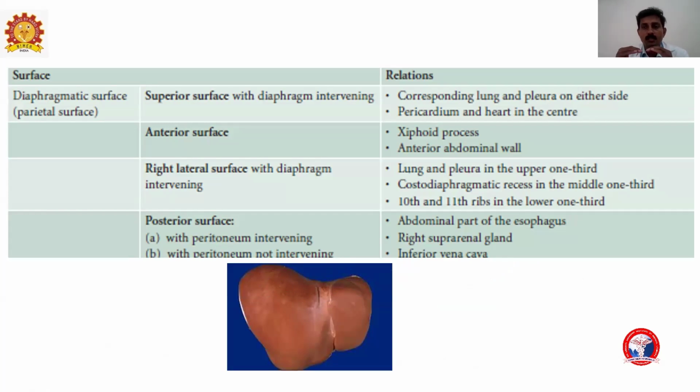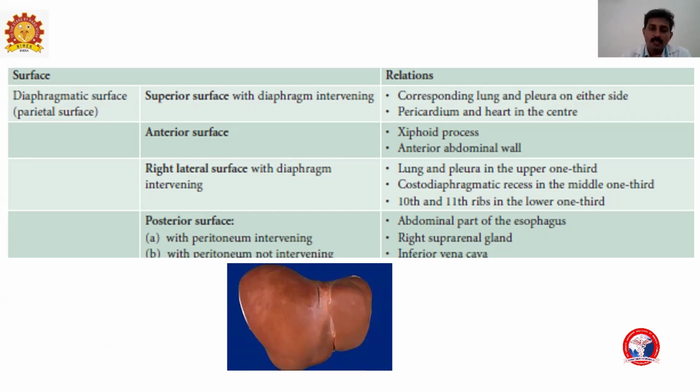So again, here on the upper part we have the diaphragm. Above the diaphragm, what will be there? Above the right lobe, we have the right lung and its pleura. Above the left lobe, we have the left lung and its pleura. Pericardium or the heart is there in the center. So these are the structures which are above the superior surface of the diaphragmatic surface.